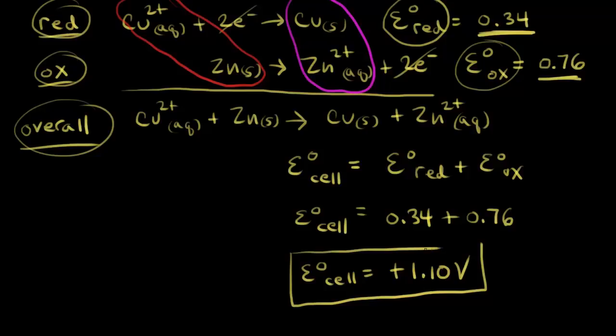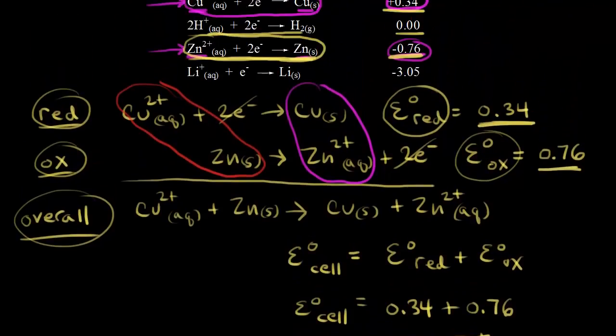I talked about the fact that you can use a voltmeter to measure the potential difference, to measure the voltage of a voltaic cell. And you're going to get positive 1.10 volts under standard conditions. And so that's one of the nice things about the standard reduction potential table. We can calculate the voltage of our voltaic cells this way.